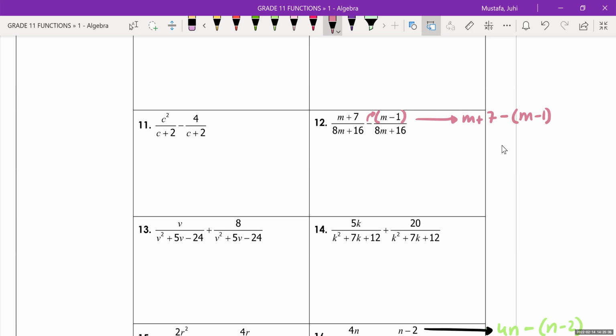And now we're going to distribute the minus sign to everything. So this will really become m plus 7 minus m plus 1. M take away m is just 0, and 7 plus 1 is 8. So that numerator is going to simplify to give you just 8. And if you wanted to show that work on the side like I did, that's totally fine. You don't have to complicate the question or else you're like rewriting the denominator so many different times.